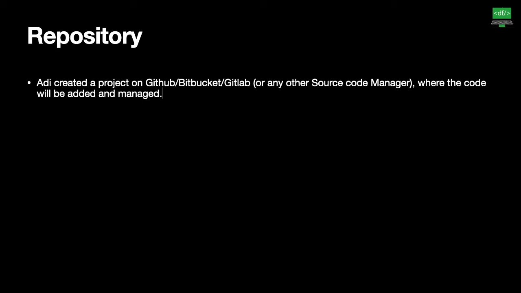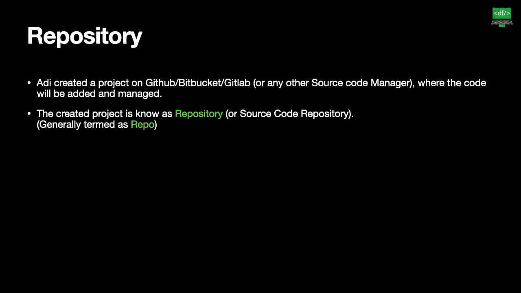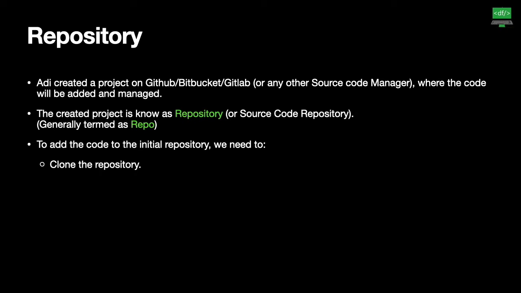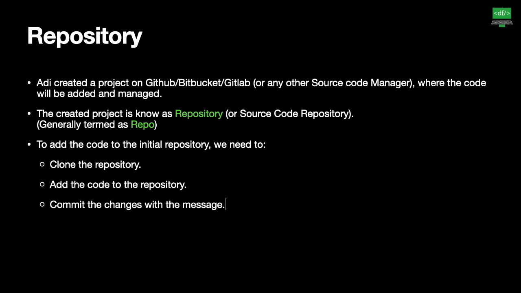A repository is the project created in Git. To add the code to the initial repository, we need to clone the repository, add the code to the repository, commit the changes with the message, and push the code.